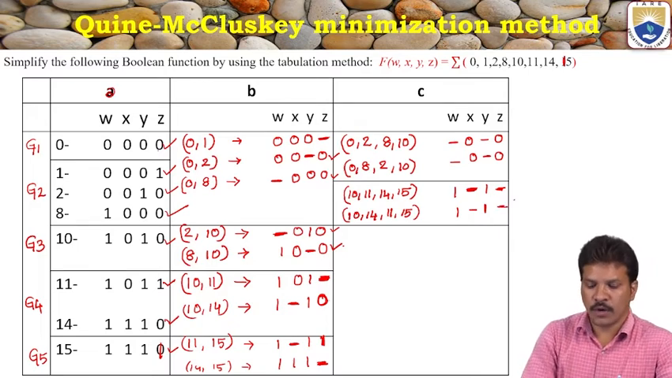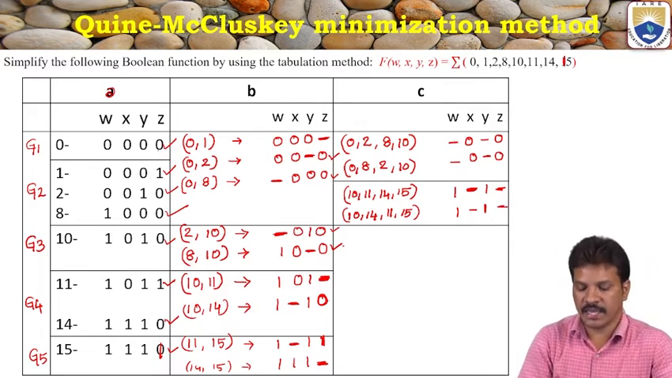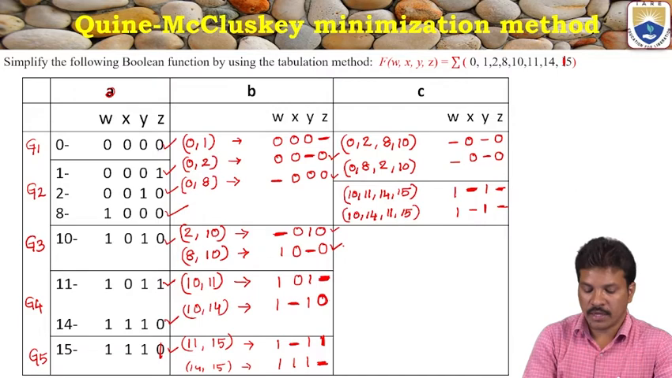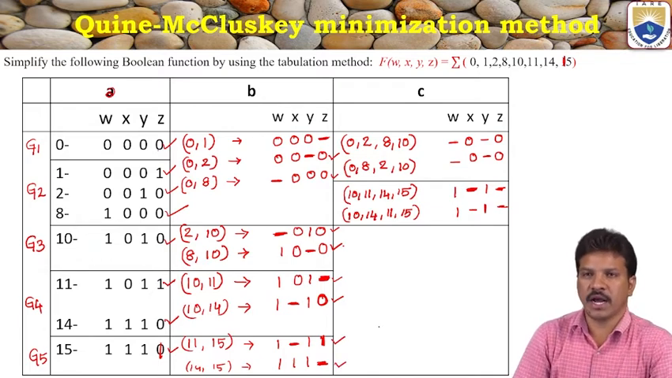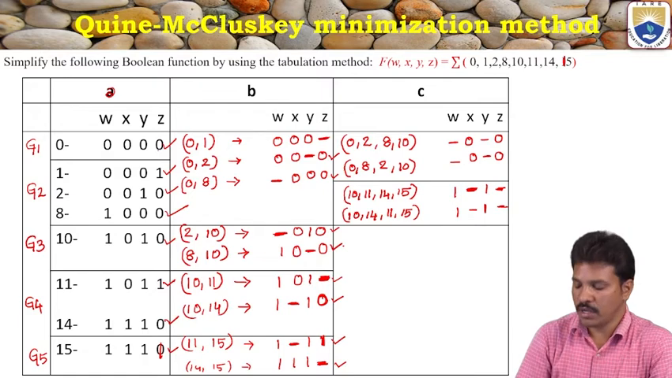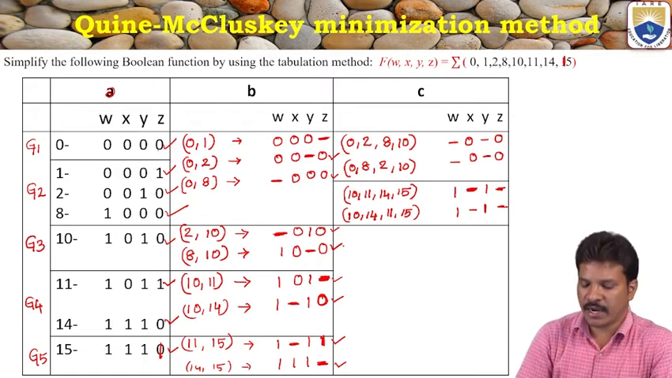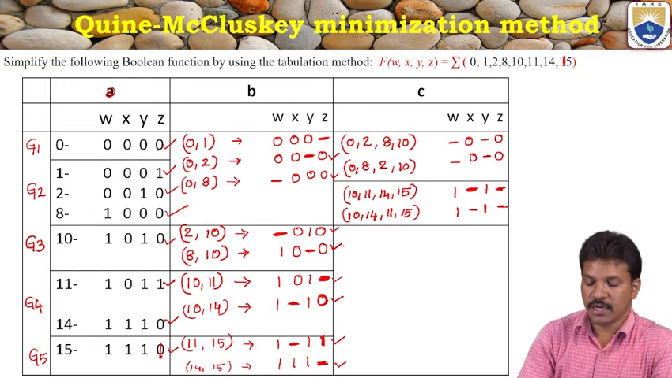So in order to do this grouping in column C, 10, 11 is also covered, so we put a tick mark. 10, 14 is also covered, tick mark. 11, 15 is also covered, tick mark. 14, 15 is also covered, tick mark. So what are all the uncovered groups? Uncovered groups are nothing but prime implicants. So let us see column C now.